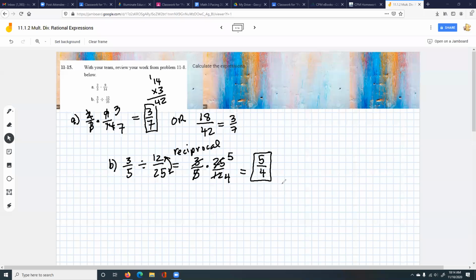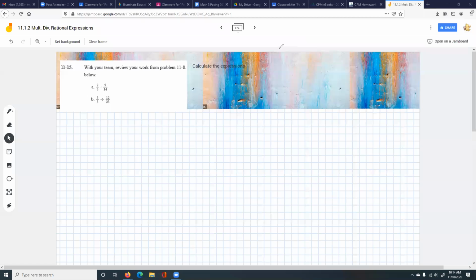Okay, so if you didn't copy this down, just take a screenshot, I've got to go on to the next slide. It's simple multiplication and division. You should be able to do it on your own. All right. Okay, next slide here.